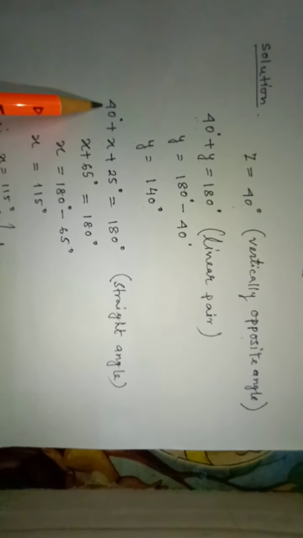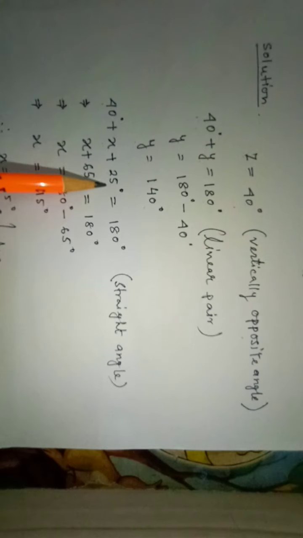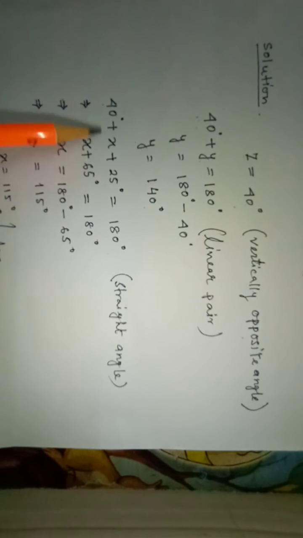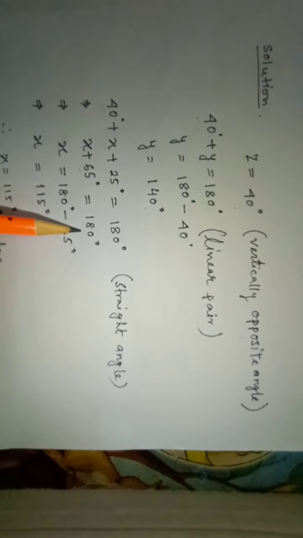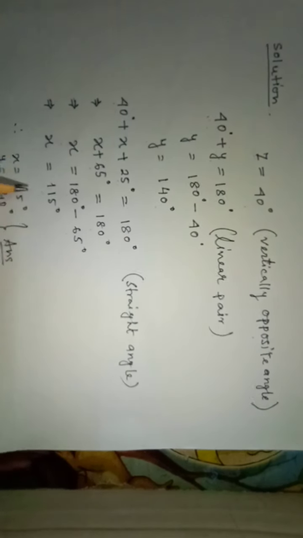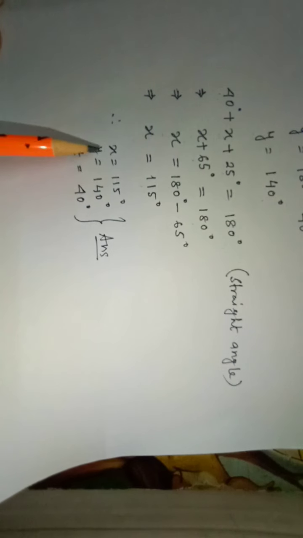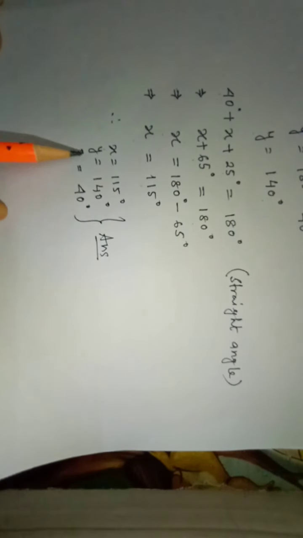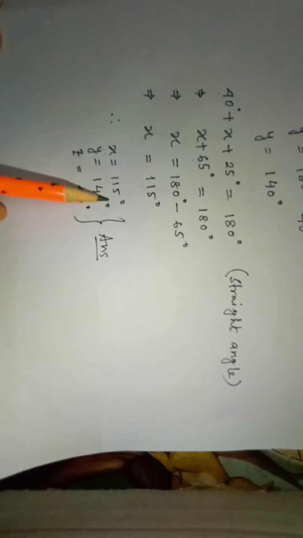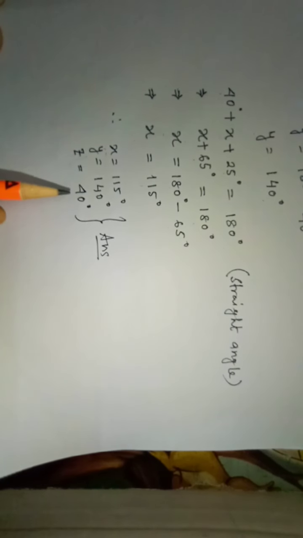So 40 plus X plus 25 is equal to 180. 40 plus 25, if you add this, you will get 65. X plus 65 is equal to 180 degrees. X is equal to 180 minus 65. X is equal to 115 degrees. Now you have to write the value of unknown angles. X is equal to 115 degrees, Y is equal to 140 degrees and Z is equal to 40 degrees.